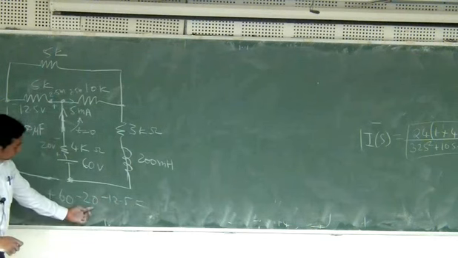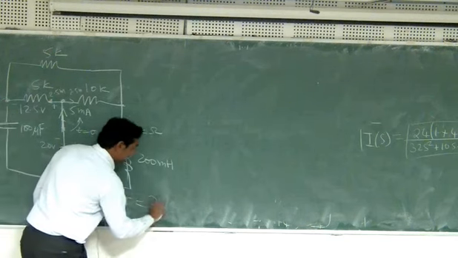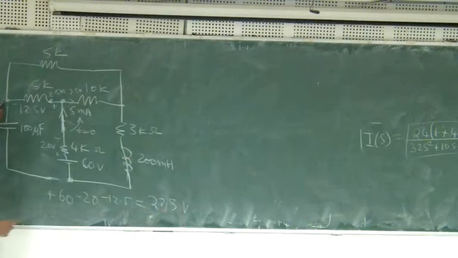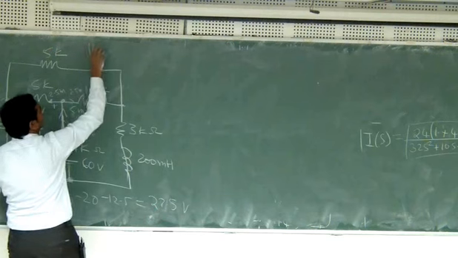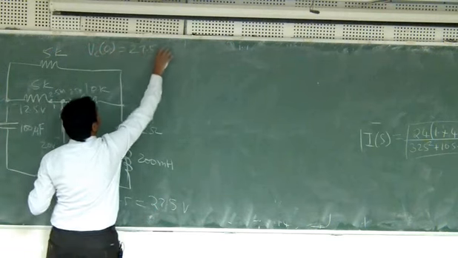60 minus 20 is 40, minus 12.5 is 27.5. So the voltage of this point is 27.5 with respect to the voltage of this point. Therefore, the capacitor will charge up to 27.5 volts, and then the current will be 0 and it will wait there. So therefore, VC of 0 is 27.5 volts.